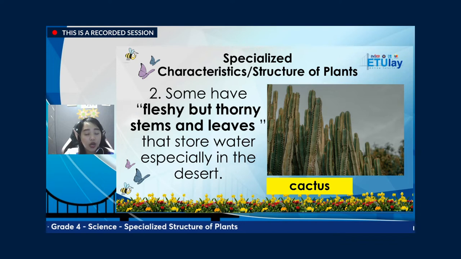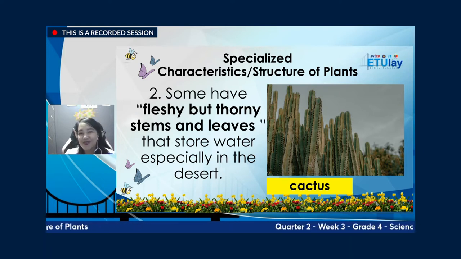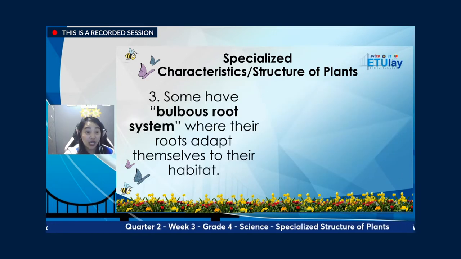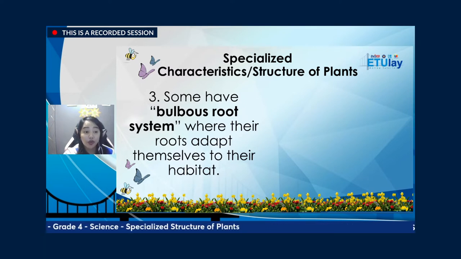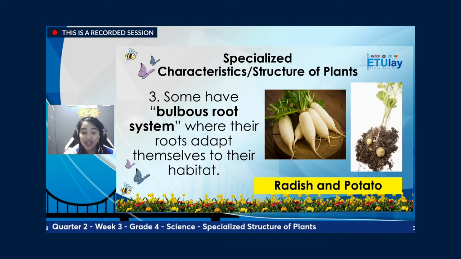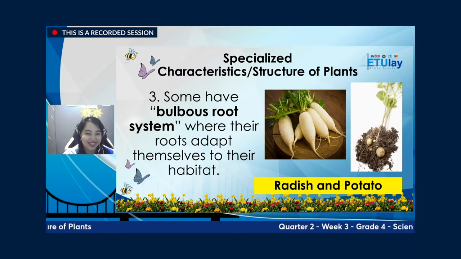And also, this cactus has thorny stems as its specialized structure. Okay, let's proceed. Third, we have here, some have a bulbous root system where their roots adapt themselves to their habitat, such as radish and potato. Roots of the plants adapt themselves to their habitat. They differ in sizes and in shapes depending on their functions. Examples of that are radish and potatoes with a bulbous root system.